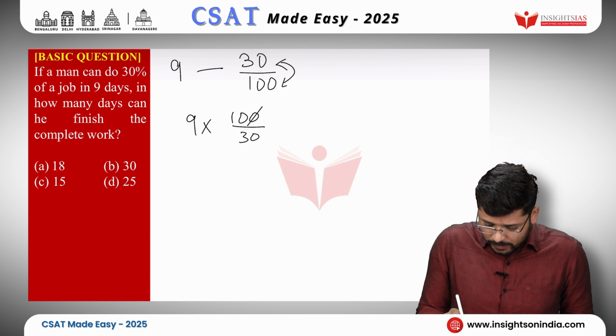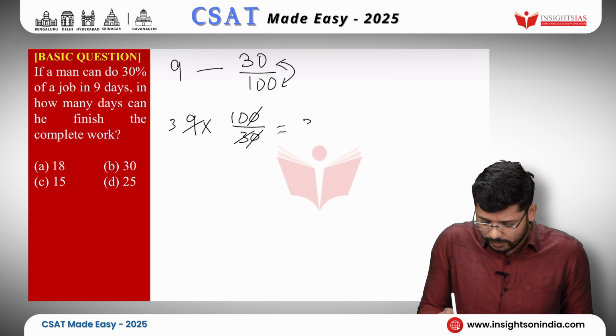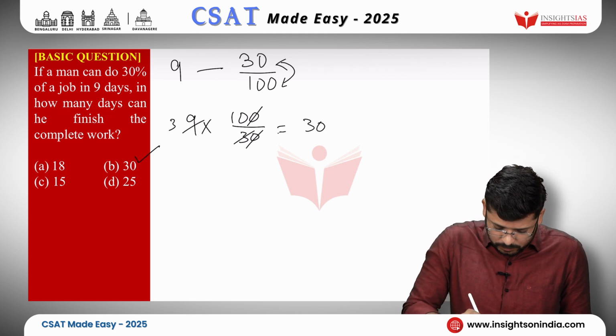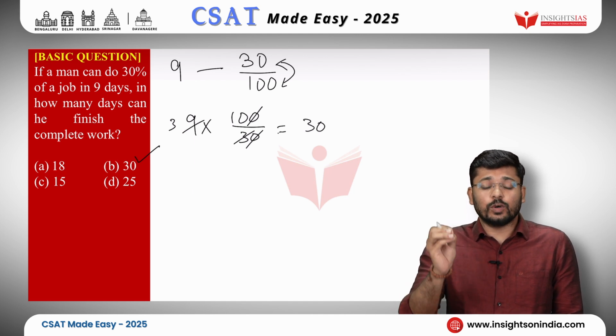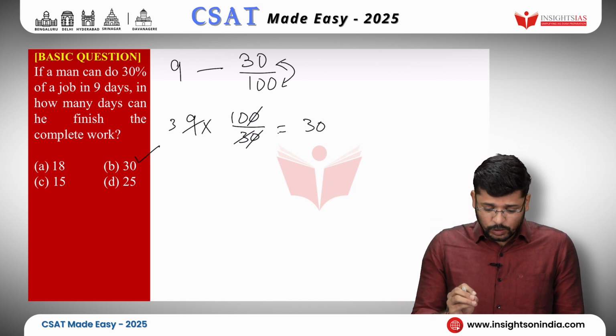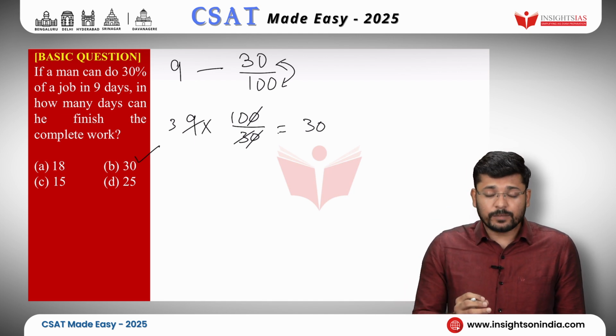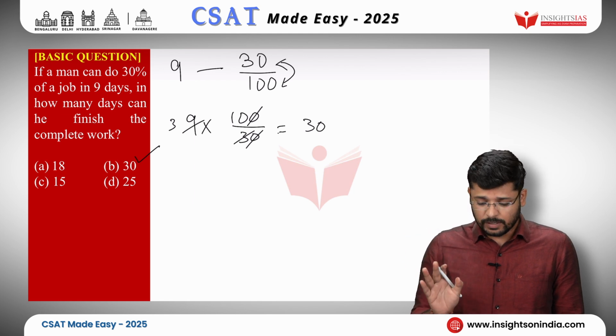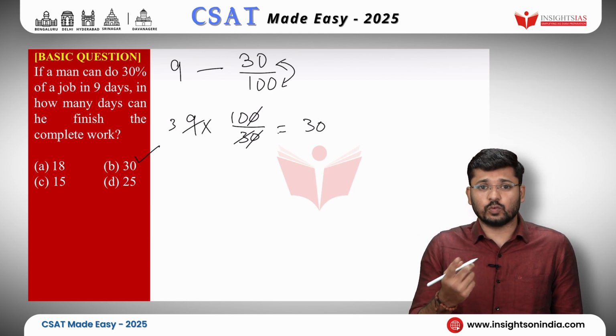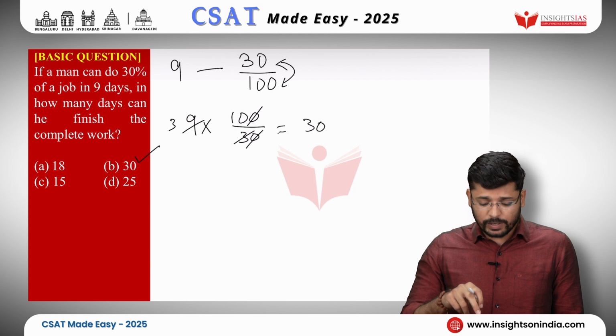So what will it be? 0, 0 cancel, and 3 divides 9. Okay. So you are left with 3 into 10, that is 30. So if a man can do 30% of a job in 9 days, to do the full job, he will take 30 days. Okay. Now we learned two concepts, and there is one more concept to be learned, which we will learn in the next question.